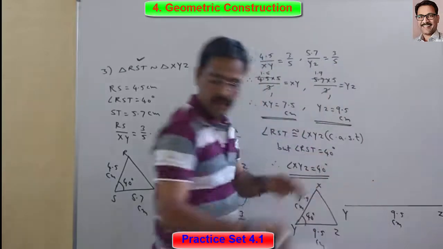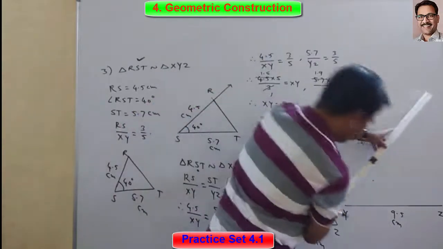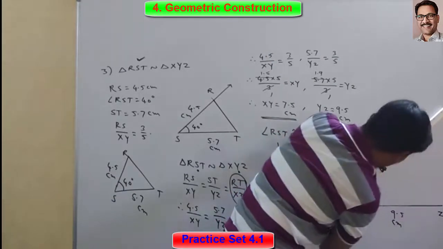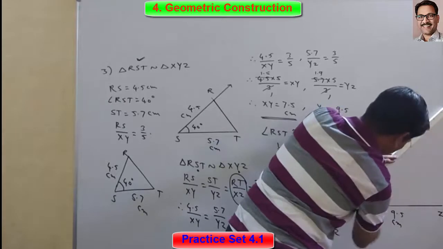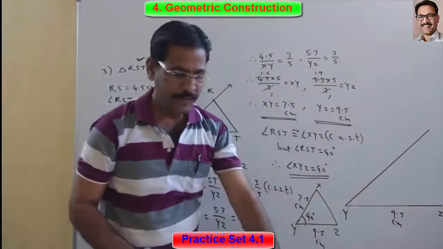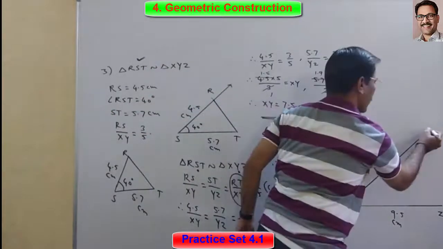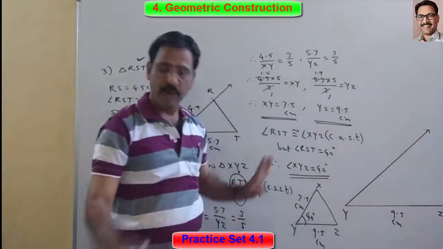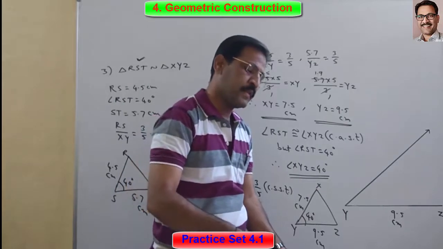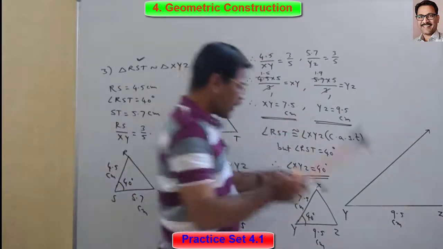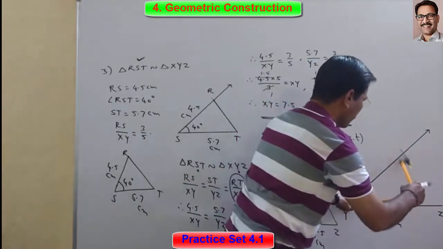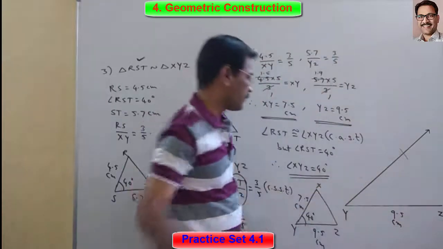Okay, now I'll remove this one, try to extend this one. Like this. Now, after extending here, on that ray, we have to take here 7.5. Again, we will take here 7.5 in compass. Yes, this is of length 7.5. So now from Y, we have to draw one arc here of length 7.5.